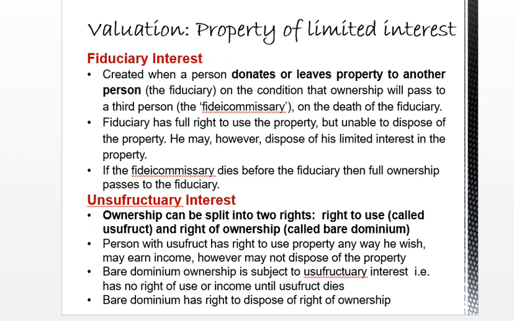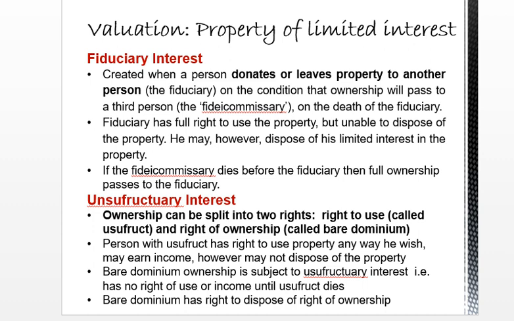So let's look at it again. That's when a person donates or leaves property to another person. So the other person is the fiduciary, on the condition that the ownership will pass to a third party on the death of the fiduciary. So what does this mean? It means that the fiduciary has the full right of use of the property, but he is unable to dispose of the property. He may only dispose of his limited interest in the property.